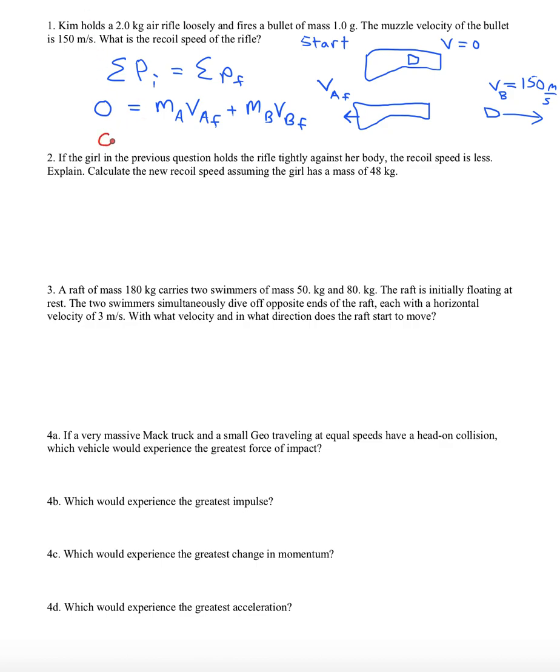We would now try to plug in everything that we can. It's a 2 kilogram gun. We don't know its final speed. The bullet is 0.001 kilograms, and its speed is 150. Now we would just want to solve that equation for the final recoil speed of the gun. It's 0.075 in the negative direction.